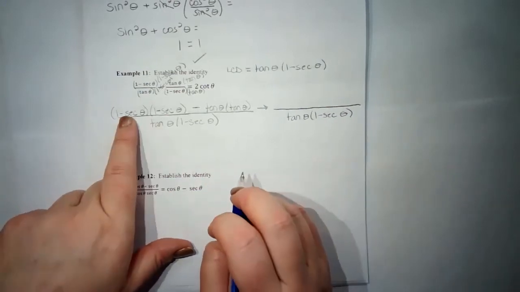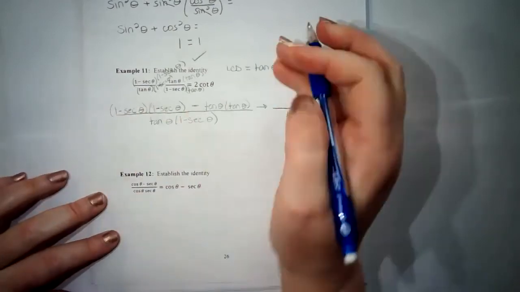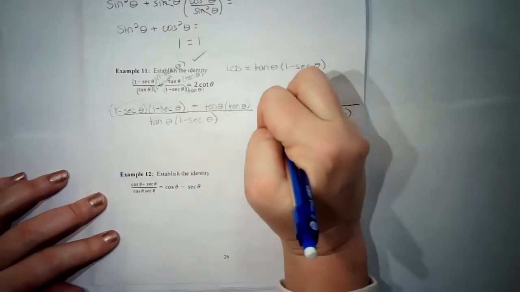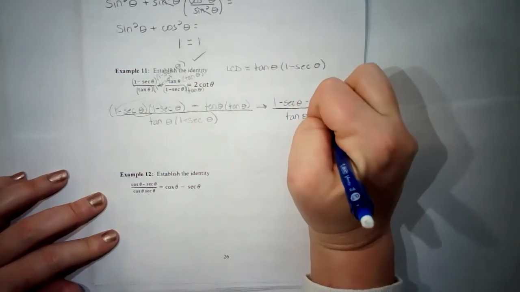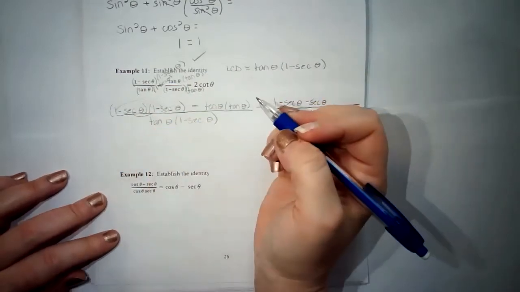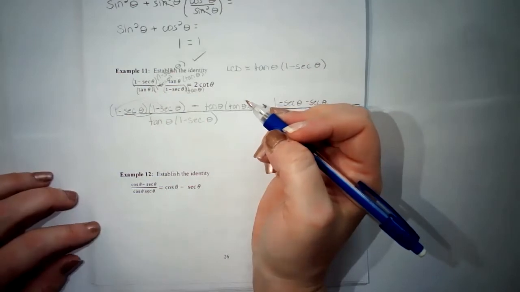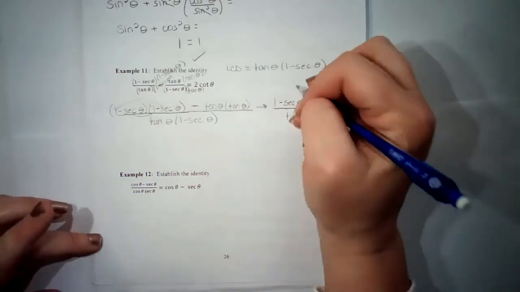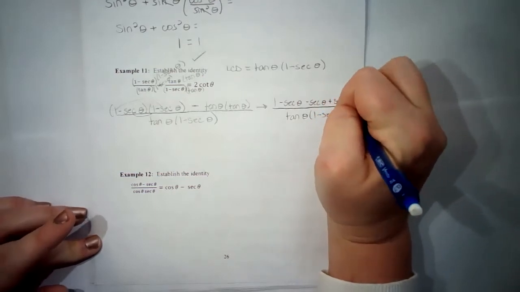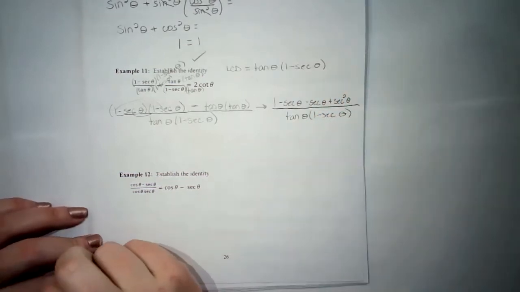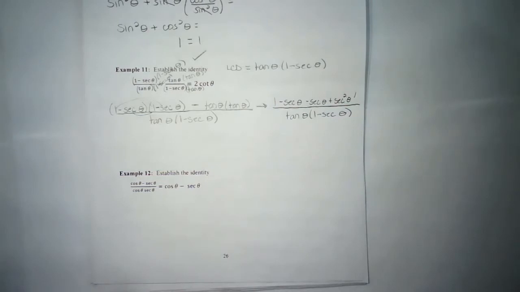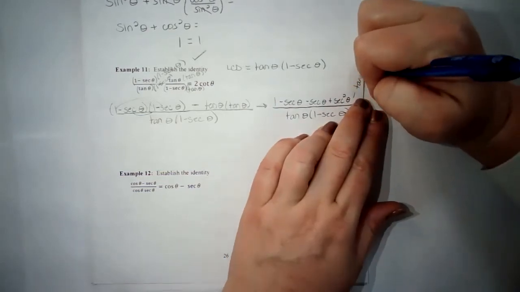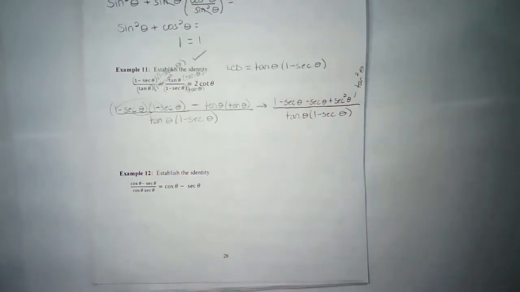Now we have a FOIL situation here with these two. We're going to have 1 times 1, 1, minus secant theta, another minus secant theta. What is negative secant theta times negative secant theta? Positive what? Secant squared theta. Yay. Then I have a minus. I'm running out of room. What's tan theta times tan theta? Tan squared theta, right? Put your little square on the word. There you go.